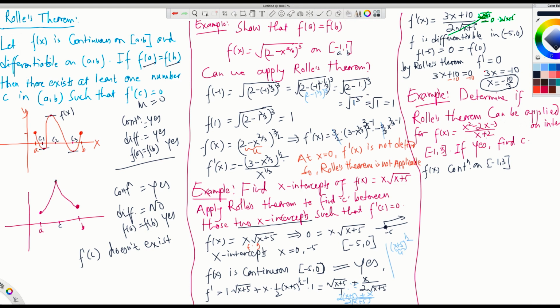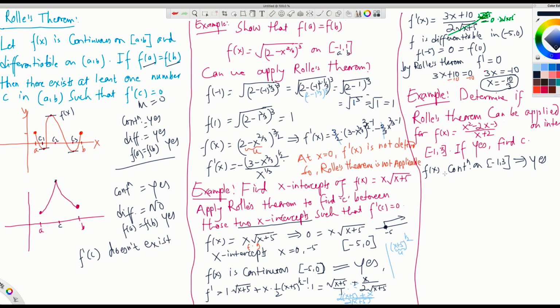f(x) is continuous everywhere except at -2, right? Because at -2 the denominator will be 0, and something over 0 will be infinity. So it is not continuous at that point, but everywhere else it will be continuous. So the answer is yes. We are looking between -1 and 3, and -2 lies outside that, so we don't have to worry. It is continuous.